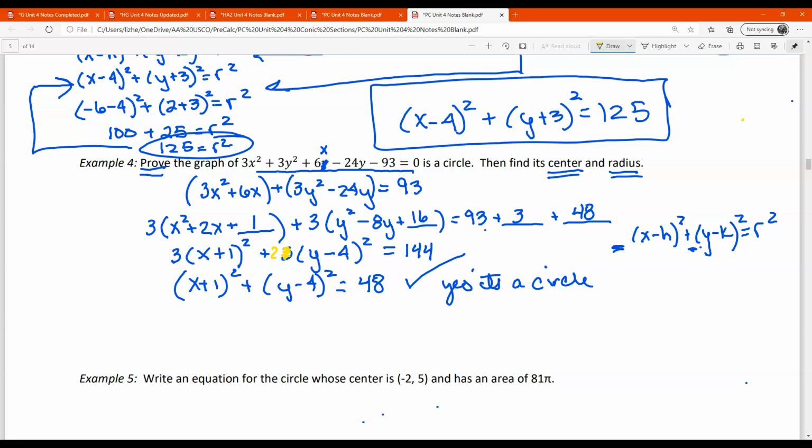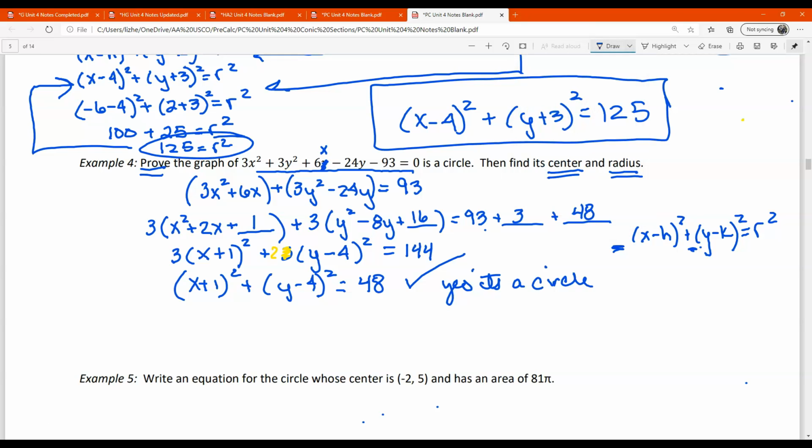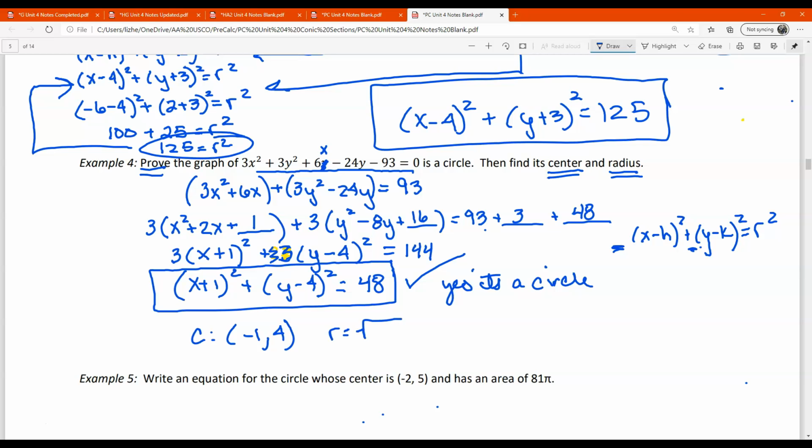But since it was the same number, 3, in both of those, I can divide out those 3's and get it into the equation of a circle. And once I have it in the equation of the circle, I can say the center is negative 1, 4. And I can say the radius is the square root of 48, which is 4 radical 3. There's my radius. Okay, moving on, number 5.